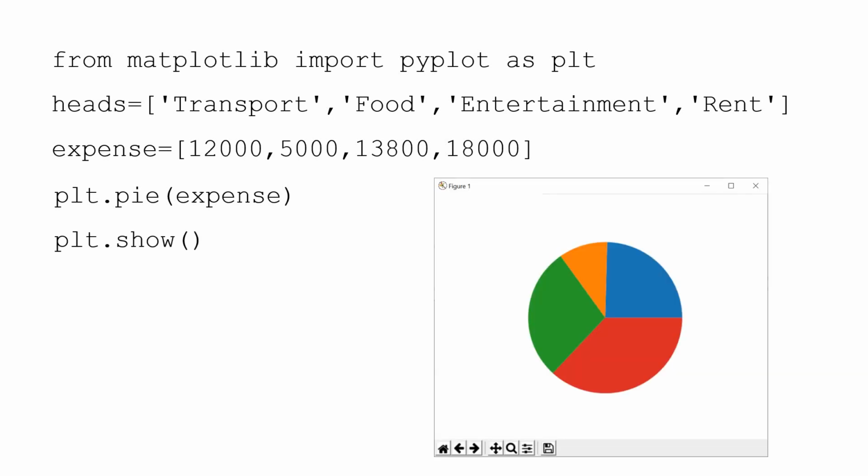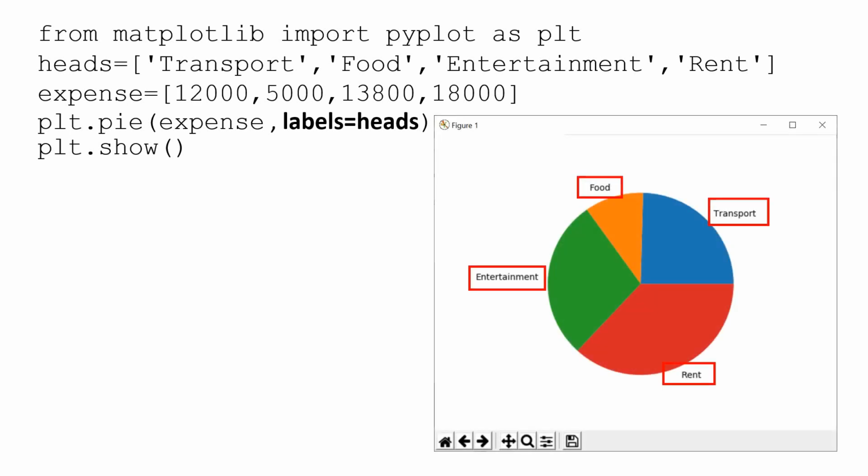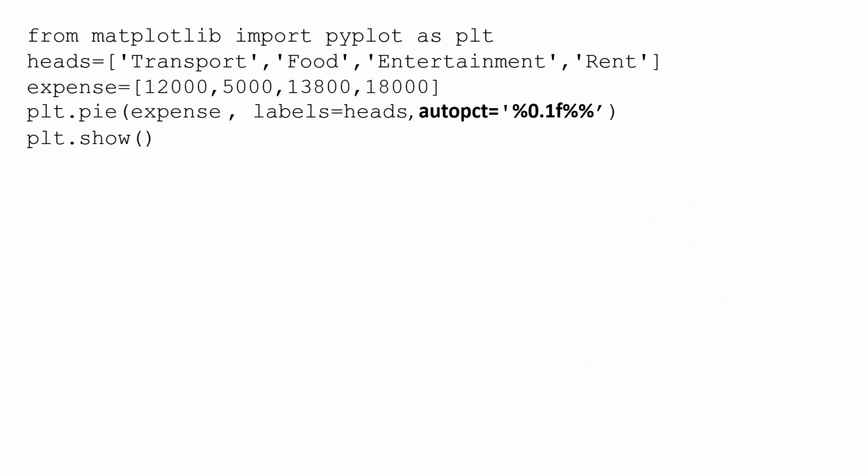This pie chart represents the given data, but it does not convey anything because the chart and its slices are not labeled. To label the slices, let us give heads as the labels keyword argument like this. Now the output will be. This output is much better than the previous one, but it can still be improved with autopct as an argument like this. Now the output will be like this.